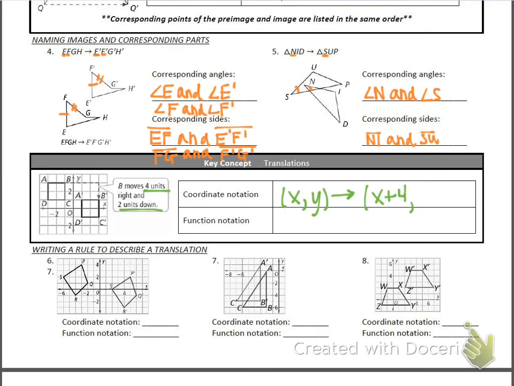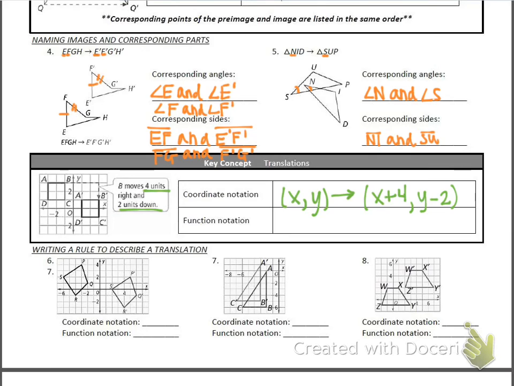What about the y? The y moved down 2 units. So when we're moving down, is that adding or subtracting? Subtracting. So that's your coordinate notation. So this is telling you that for every point x comma y, my x, I add 4, which means 4 to the right. And with y's, I subtract 2, which means down 2. Okay? Not too bad? Okay. So anytime you see something in coordinate notation, all it is telling you is how the coordinates are moving.